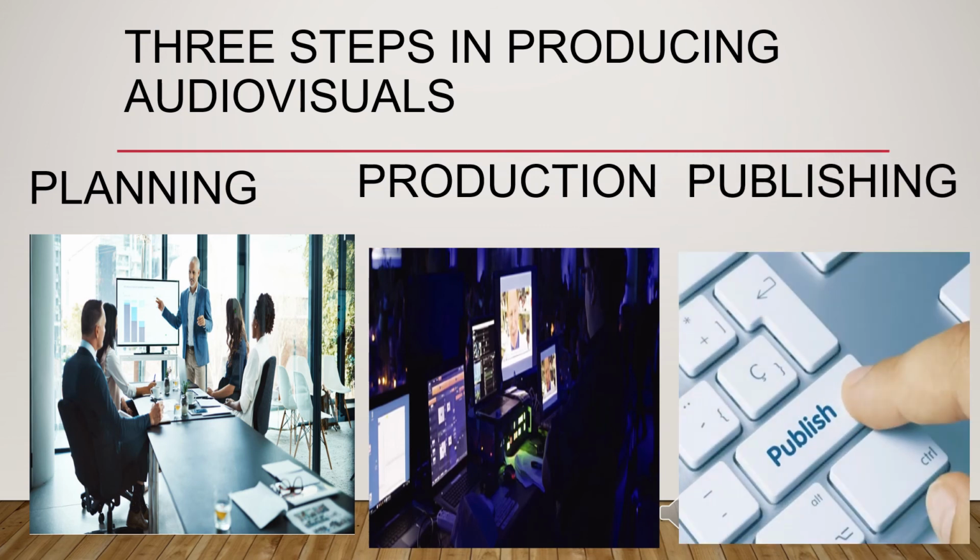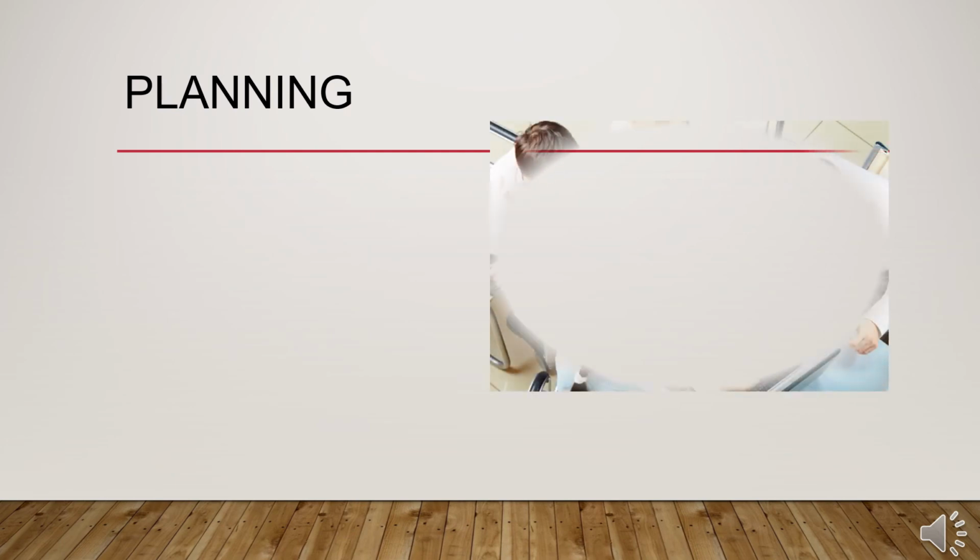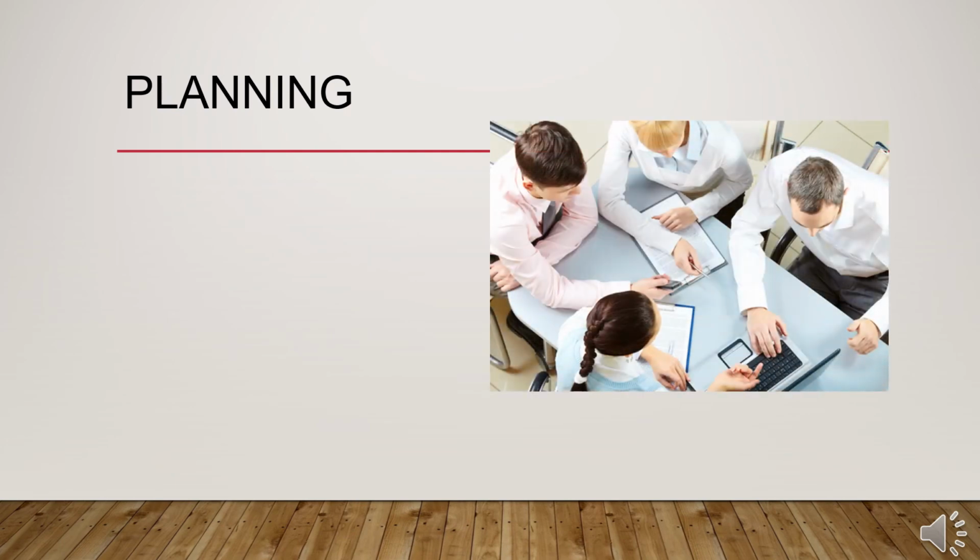Now, the three steps in producing audiovisuals: planning, production, and publishing. What is planning? Planning is the most critical aspect of producing. It's the process of making plans for something. It has a purpose of why we are making it. It requires brainstorming how to do it, and it requires better preparation.